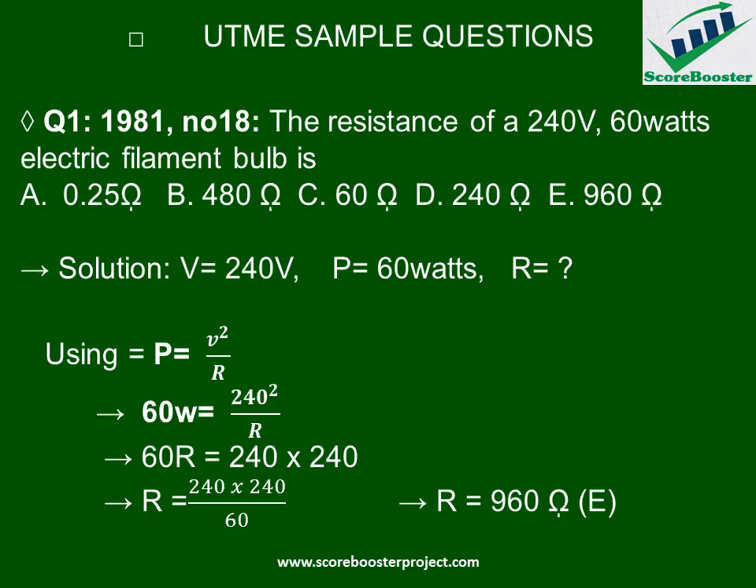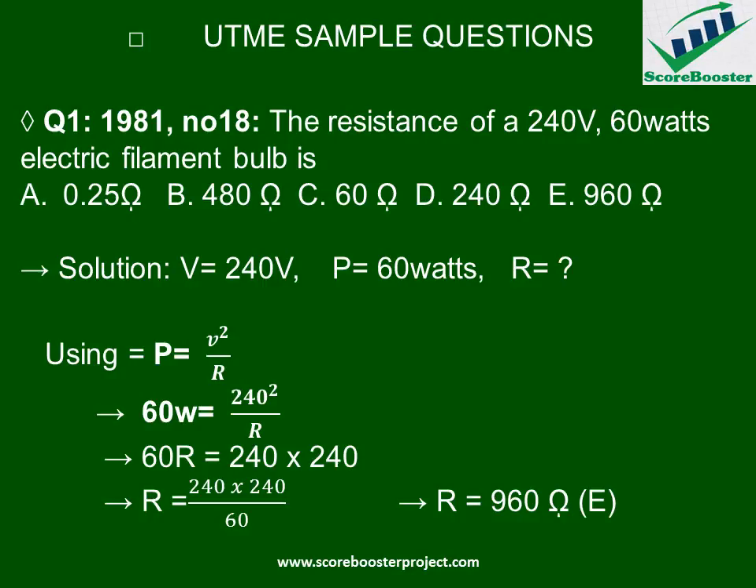Now on to sample questions from UTME. And the first question we shall be considering comes from 1981, number 18. And the question goes thus: the resistance of a 240 volts 60 watts electrical filament bulb is dash.